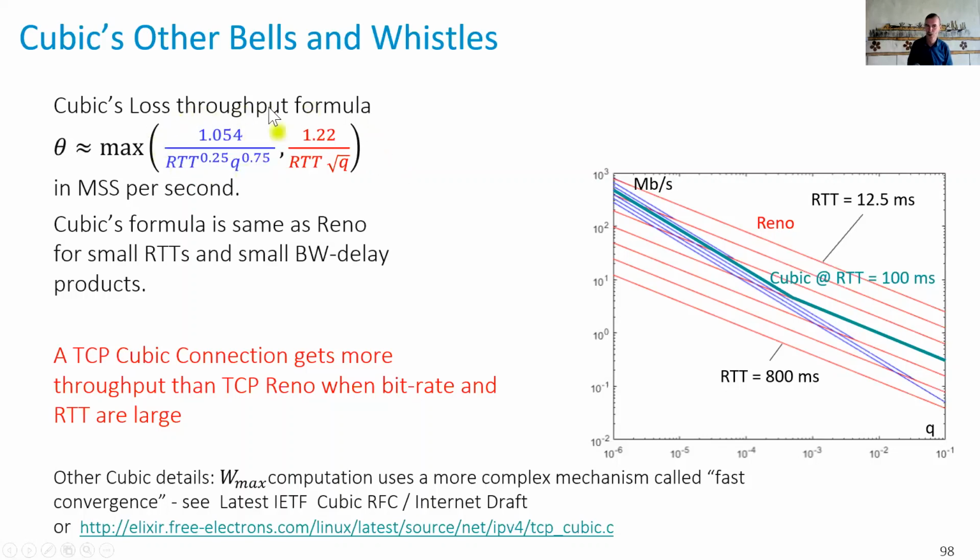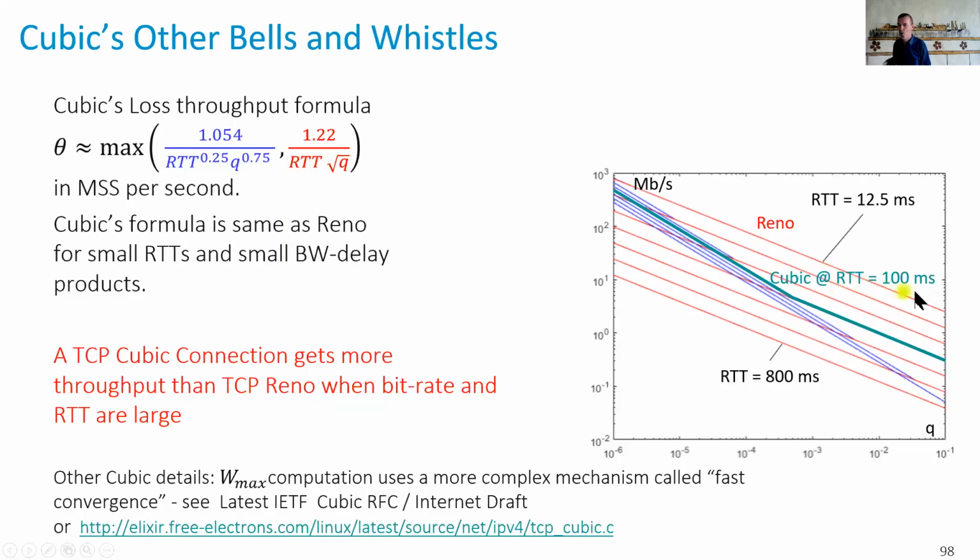It will get more when the blue formula here is larger than the red, which is hard to see in linear scale, but in log scale it gives a straight line. Here I'm plotting as a function of the loss probability q, and the RTT gives different lines. I'm giving the throughputs that those two formulas give. The blue lines are the blue formula, the red lines are the red formula, and Cubic will get the most of the two. So Cubic will be this greenish line here, which depends on the RTT.